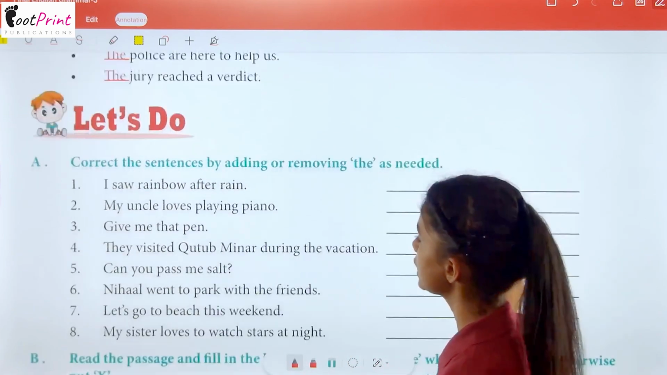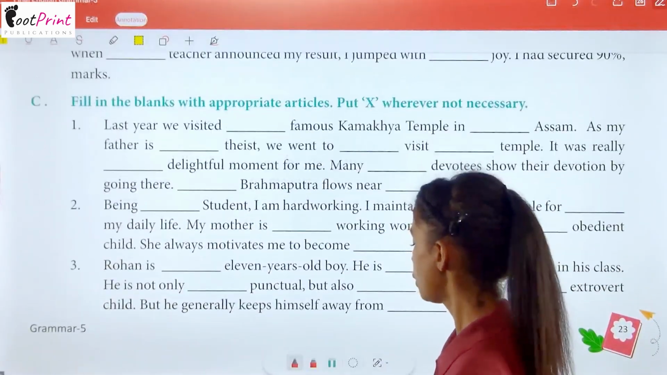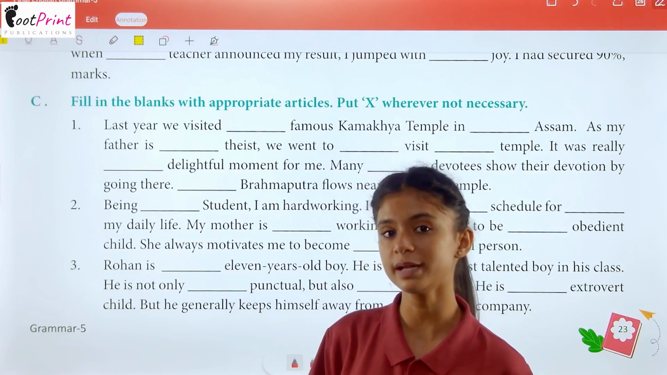So that's it for today. Now we have this exercise which you have to perform by yourself, and I'm very sure that you can do it really well.